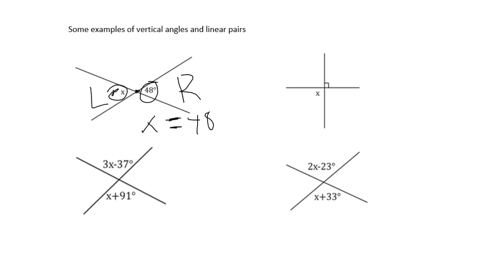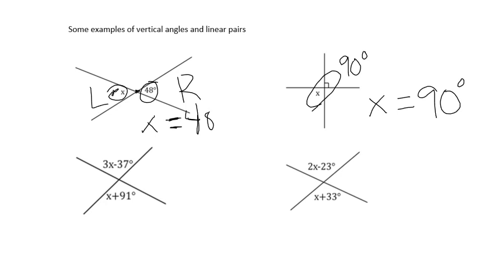Same thing here. See how these two are vertical? One's in the upper right, one's in the lower left. Remember that this little box means 90. If you don't remember that, that's okay. We'll hit that next time. So those are two really simple examples of vertical angles.